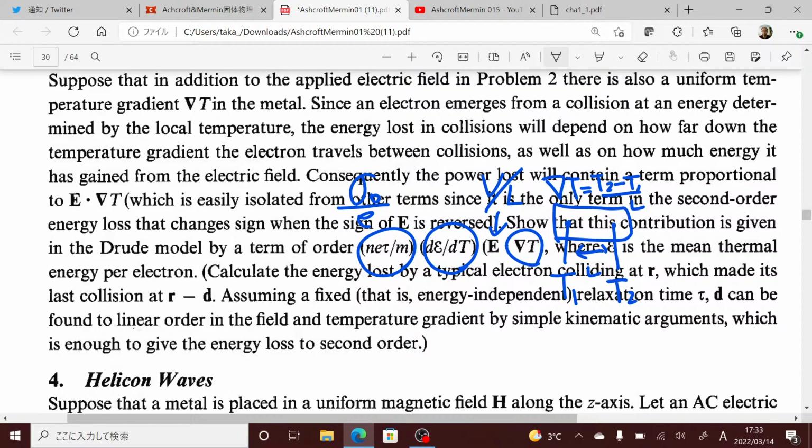assuming a fixed, that is energy dependent, relaxation time tau, d can be found to linear order in the field and temperature gradient by a simple kinematic argument, which is enough to give the energy loss to second order.